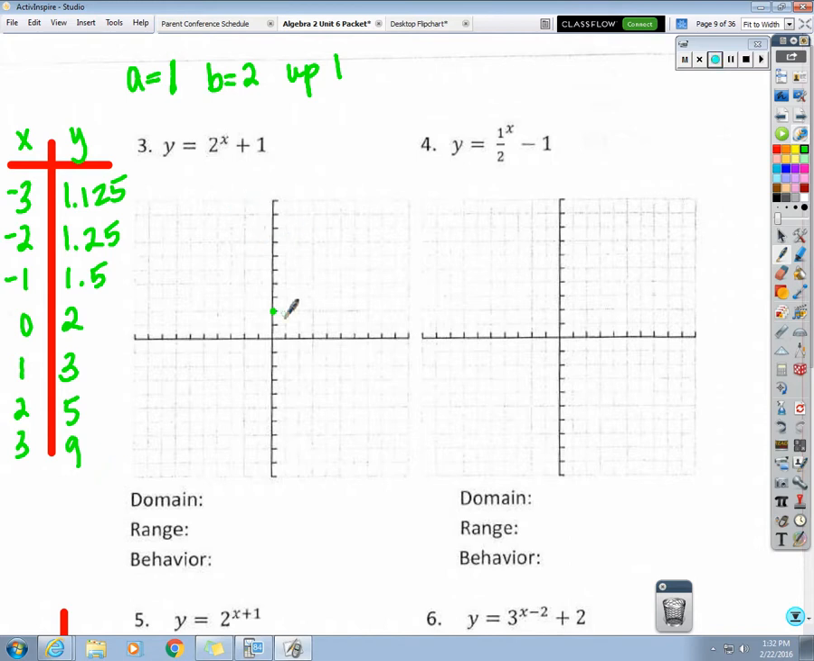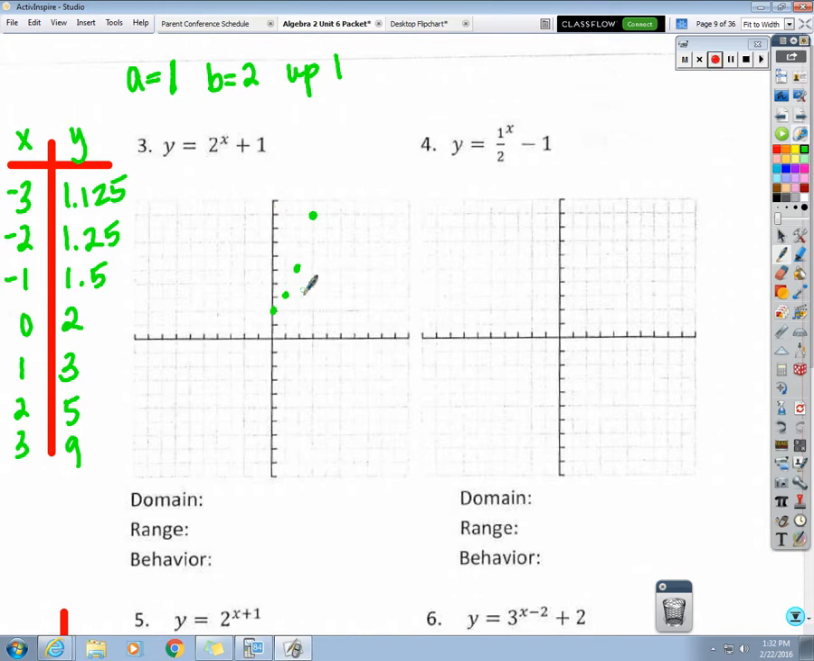Okay, now let's plot these points. I'm going to start with the whole numbers first. 3, 9. How do I get to 3, 9? Positive 3. Right 3. Up 9. Okay, 2, 5. How do I plot 2, 5? Right 2, up 5. How do I plot 1, 3? Okay, 0, 2. Look, it's already there because of what I did earlier. But had you not done that earlier, it would be fine. You would plot it now.